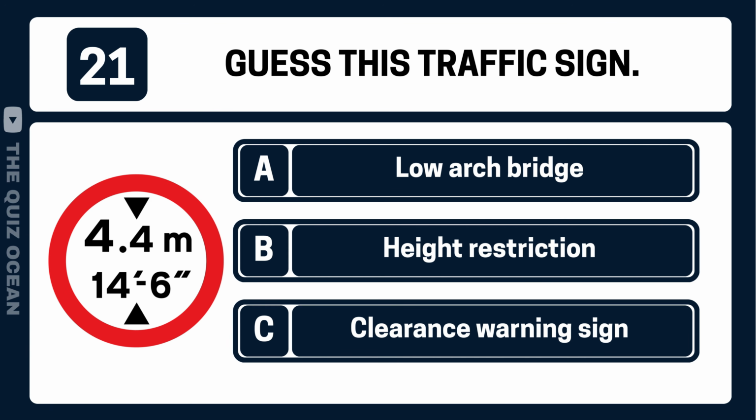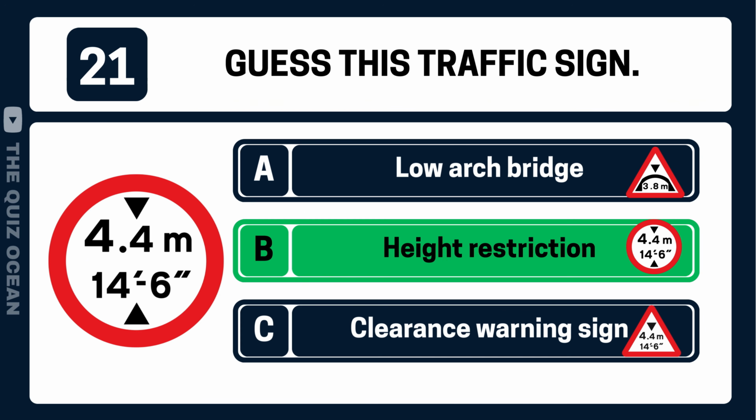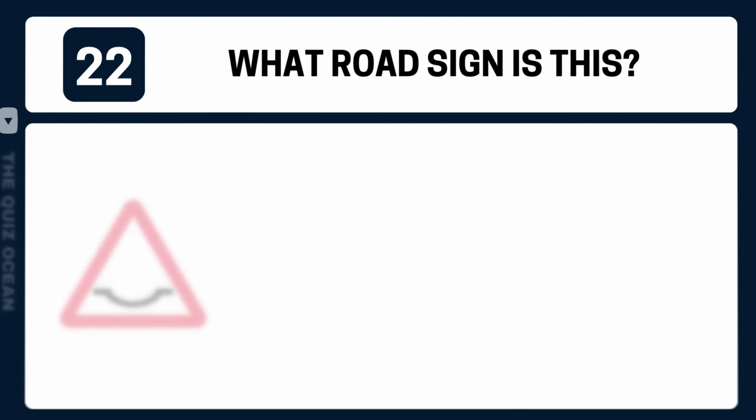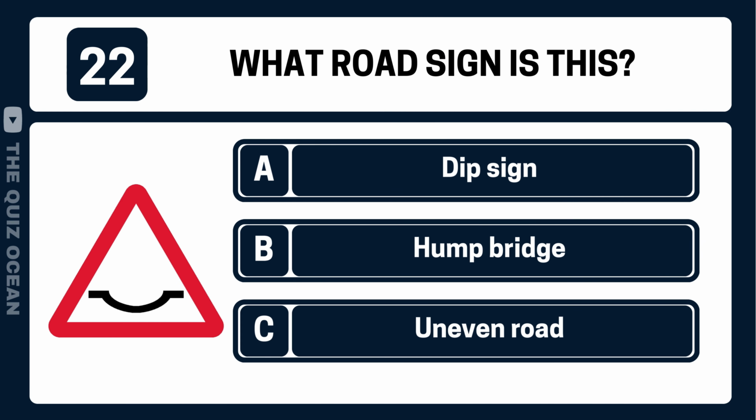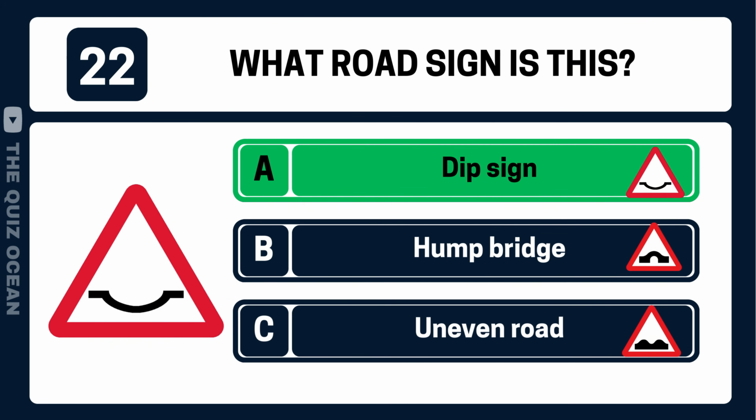Guess this traffic sign. Correct. This sign indicates the legal height limit for vehicles. What road sign is this? Excellent. This is the dip sign.